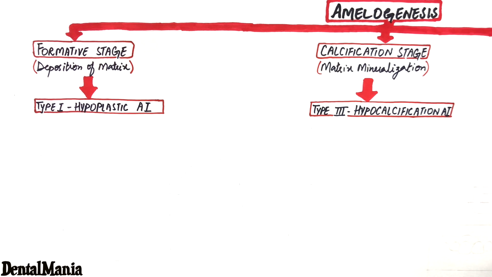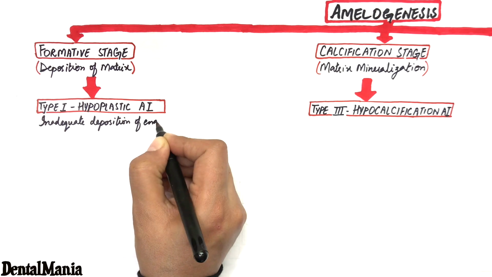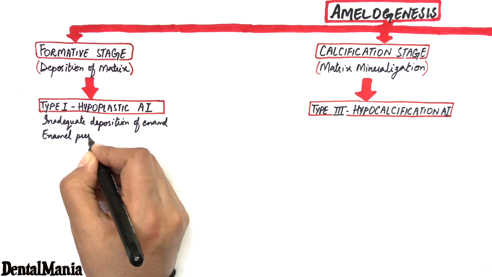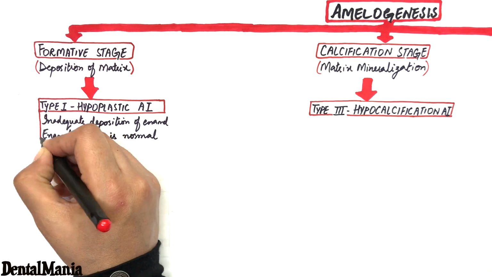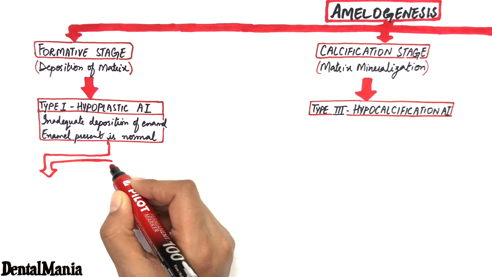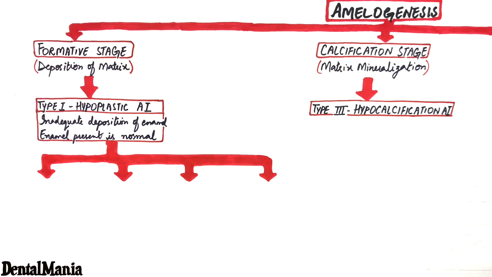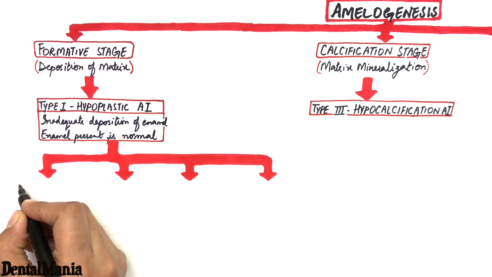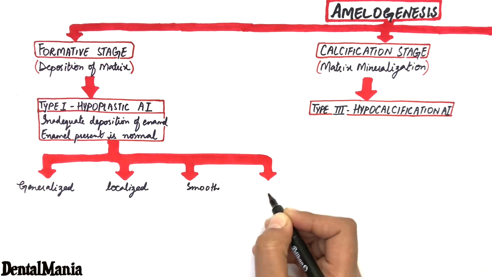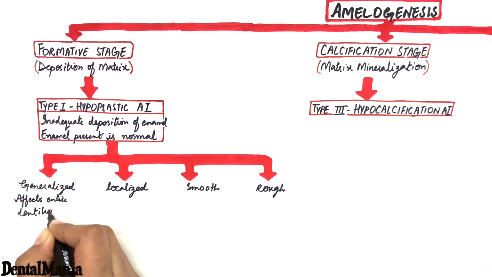In type 1 or hypoplastic amelogenesis imperfecta, inadequate deposition of enamel matrix is observed. The amount of enamel present will be reduced. The teeth exhibit either complete absence of enamel from the crown surface, or there may be a very thin layer of enamel on some focal areas of the crown. Hypoplastic amelogenesis imperfecta is subdivided into four other patterns, which are the generalized pattern, the localized pattern, the smooth pattern, and the rough pattern. The generalized pattern affects the entire dentition.